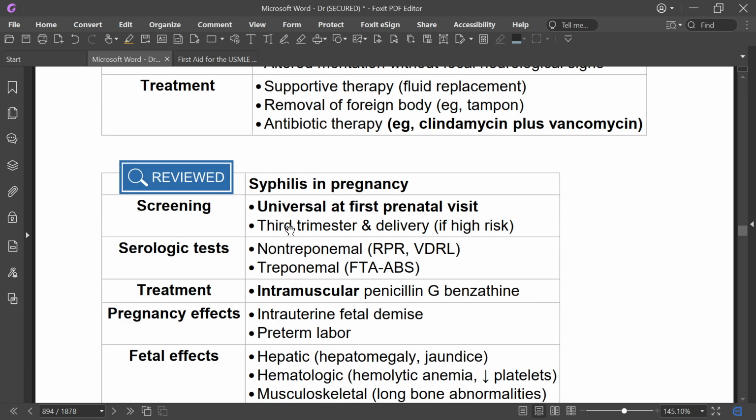Now, syphilis in pregnancy: universal RPR screening should be done at the first prenatal visit to rule out STDs in pregnancy, including HIV, RPR, VDRL, HBsAg, chlamydia and gonorrhea. Intramuscular penicillin G benzathine should be given. Intrauterine fetal demise and preterm labor happen in syphilis.